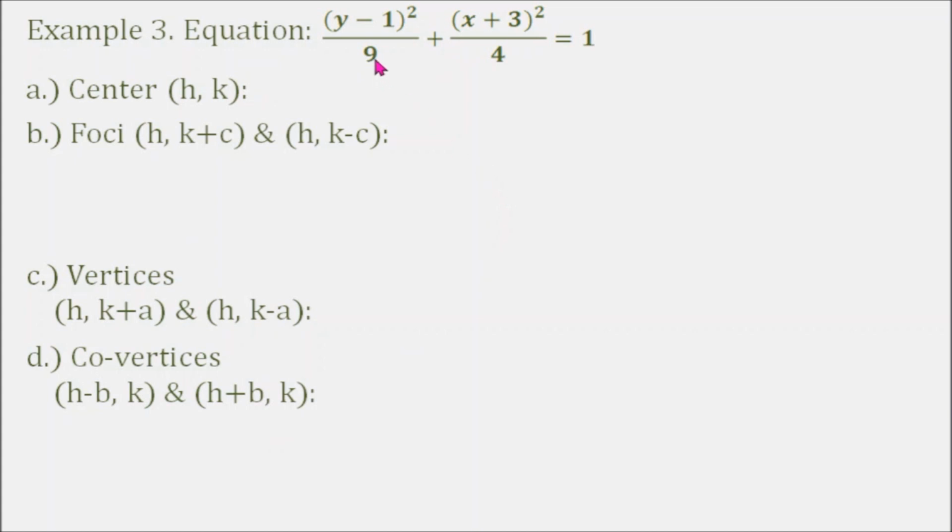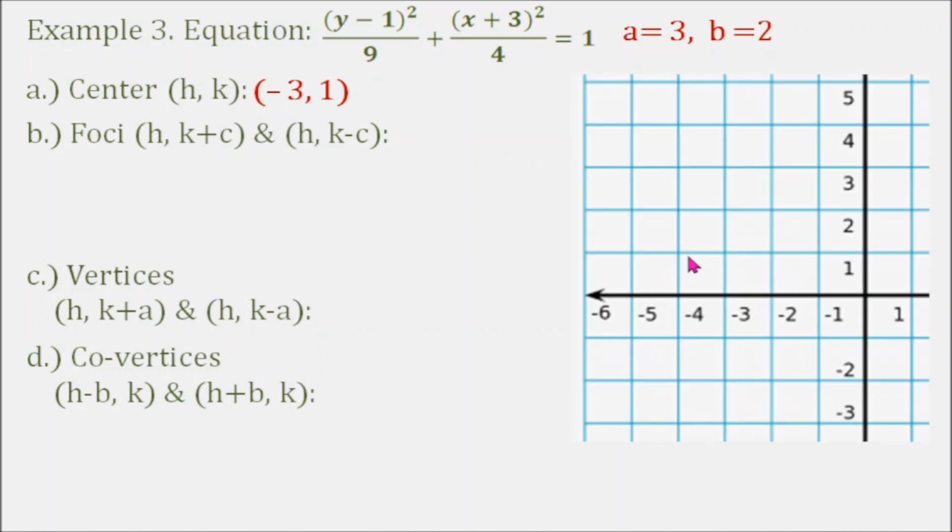So let's take note that our a here is 3. That's the square root of 9. And our b here is 2. That's the square root of 4. Our center here has coordinates (h, k), that's (-3, 1). Take note that this is x plus 3, our h is -3. This is y minus 1, our k is +1. And it's here.